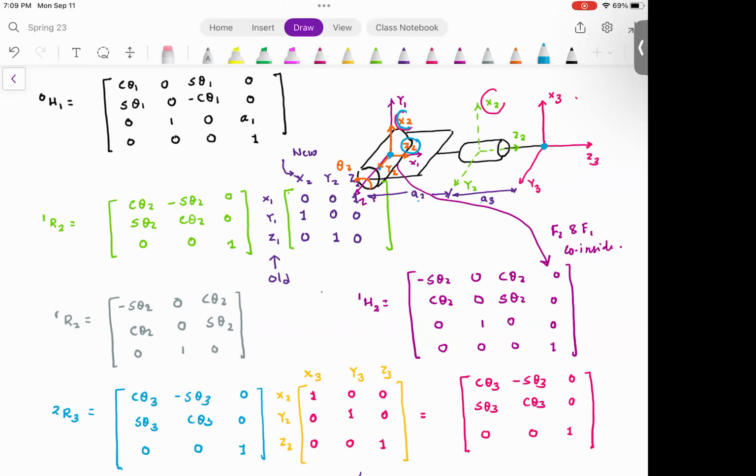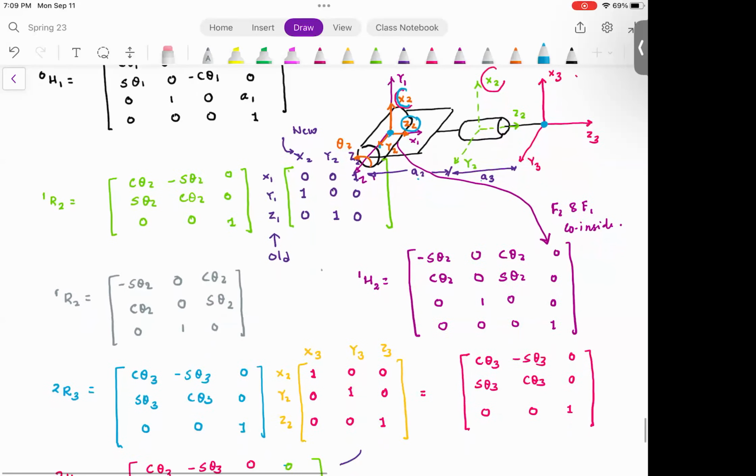And please understand, the x distance between frame 3 and frame 2 is 0. The y distance between frame 3 and frame 2 is 0. And there is only a z distance, which is nothing but a2 plus a3. Everyone understood this?